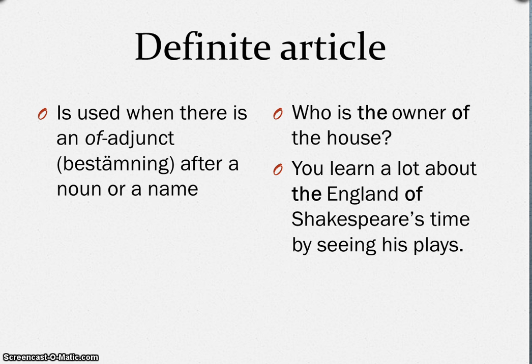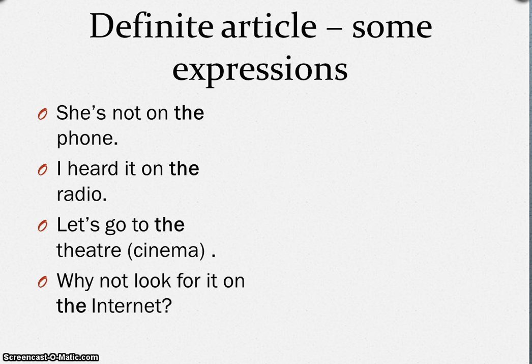The definite article is also used when there's an of adjunct after the noun or a name, for example, who is the owner of the house? Or you learn a lot about the England of Shakespeare's time by seeing his plays. There are also some expressions that take the definite article. For example, on the phone, on the radio, go to the theater or the cinema, or the internet.